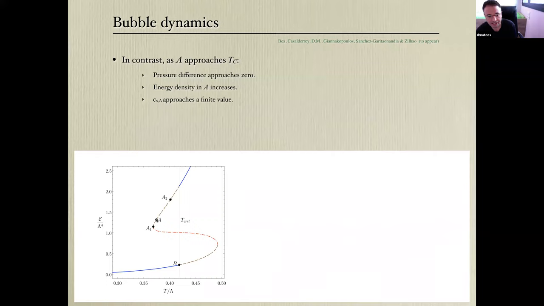Now, in contrast, if you send A to this point, so if the nucleation temperature approaches the critical temperature, then of course, if you go all the way down to TC, you expect that the wall will be at rest, because then you can have phase coexistence at TC. And indeed, in that case, the pressure difference between the inside and the outside of the bubble goes to zero. The energy density outside grows, so you have less force to move the medium outside. And the speed of sound simply goes to a constant here. So in that limit, the wall velocity goes to zero. It becomes very small, and it's subsonic with respect to both A and D, as in here.